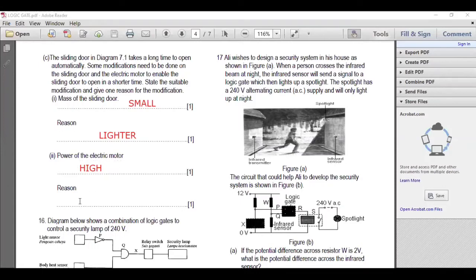Because it can produce a bigger force to open the door, or to open the door faster, since they want a shorter time. When you have a high power motor, it can produce a bigger force to open the door, or more energy is produced to open the door.